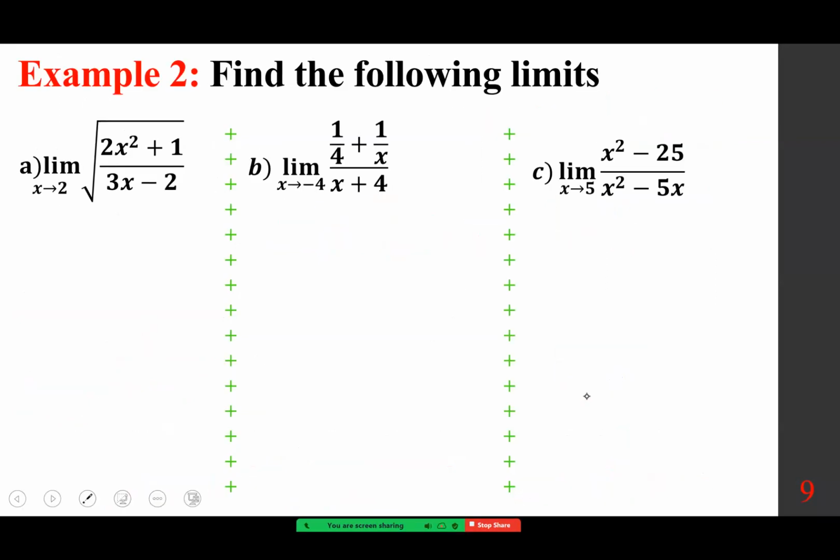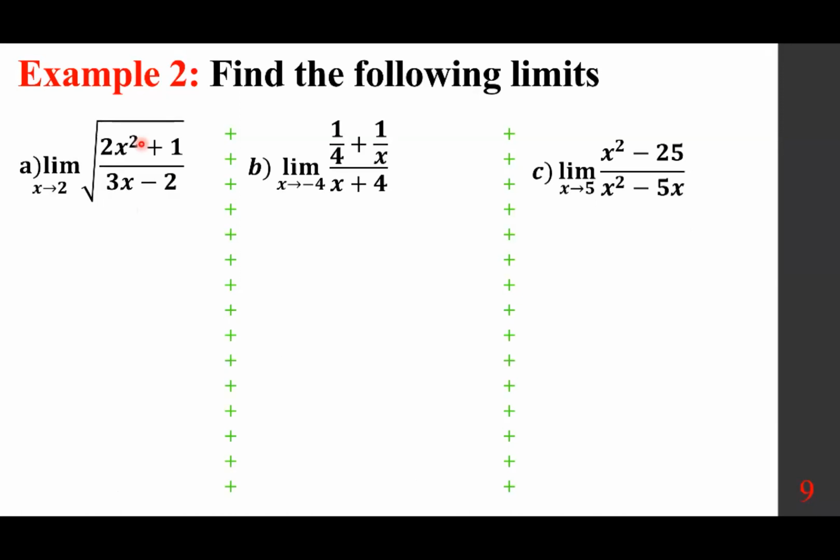Now, as you remember, when we are dealing with limits, we basically are going to plug in. So can you quickly plug in and give me the answer for part A, class? When you plug in, what do you get? Anybody has the answer? 3 over 2.